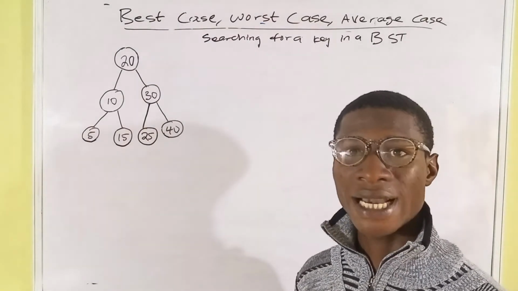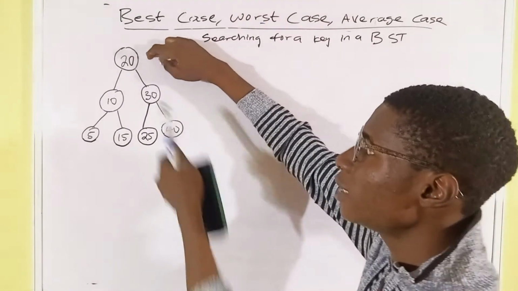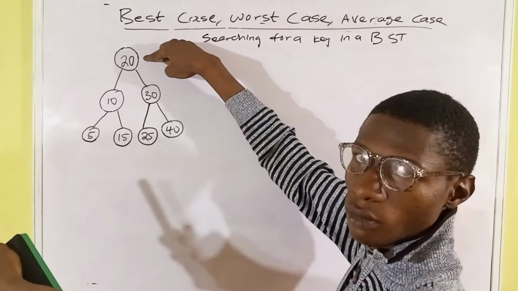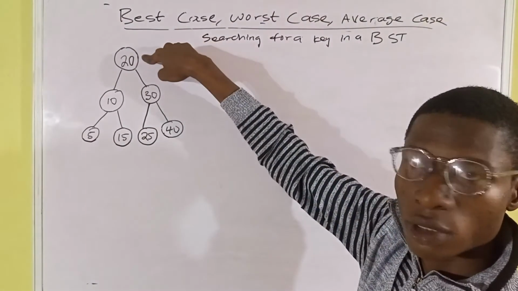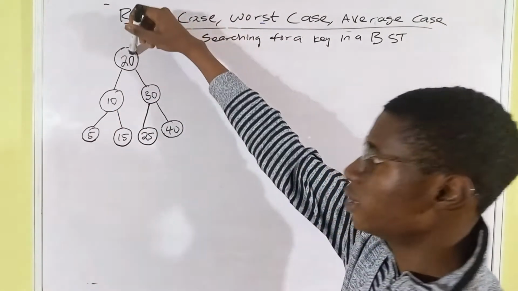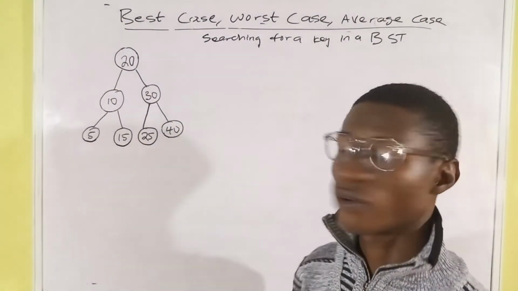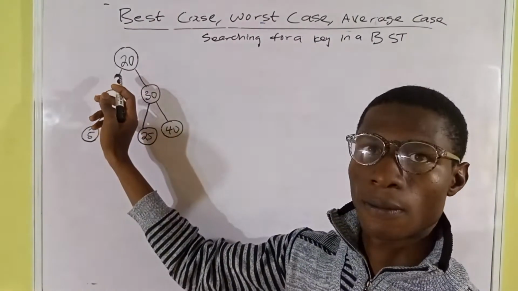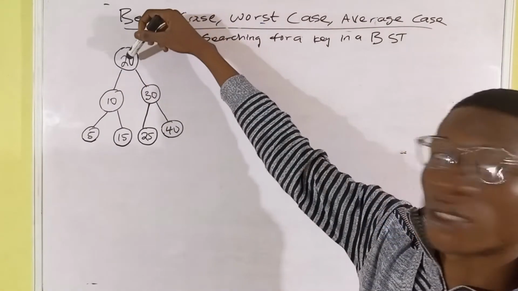A binary search tree is a kind of data structure where the elements lesser than the key in a node are towards the left subtree, and the elements that are greater than the key in a node are towards the right subtree. So what does that mean? If you check 20, all the elements in the left subtree of 20 are lesser than 20. For example, 10, 5, 15. All these elements are less than 20, okay? And if you check the right subtree, 30, 25, 40 are all greater than 20.